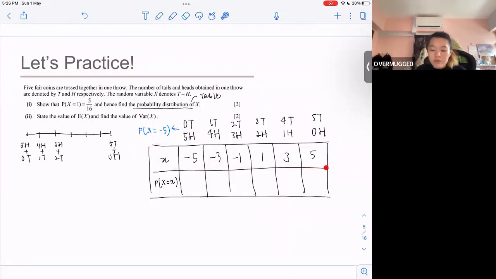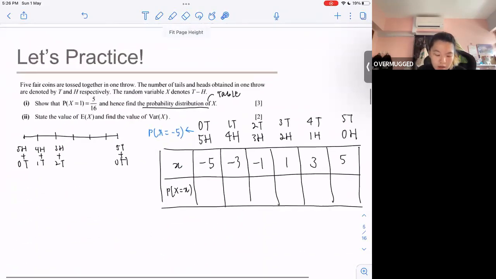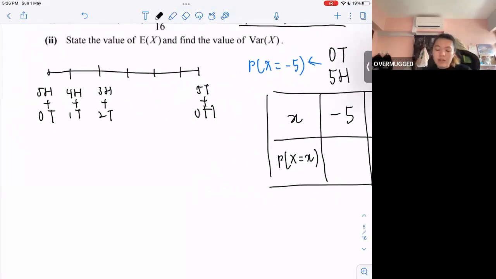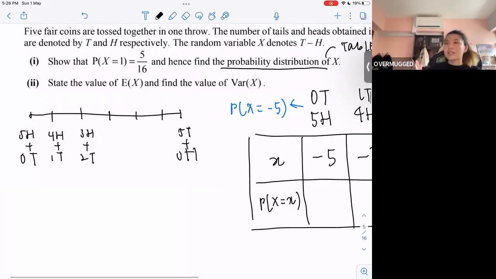Now it's up to you to go and find the actual probabilities, right? So how do we do that? Let's start with, because they asked us to show probability of x equals 1, which is this over here. So let's start with this, just so we can sense check ourselves. And they told us that the probability of x being 1 is actually 5 over 16.